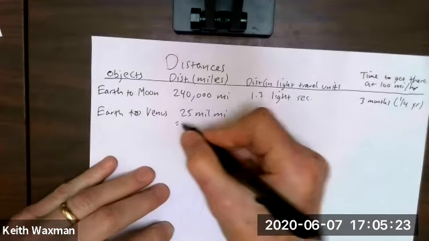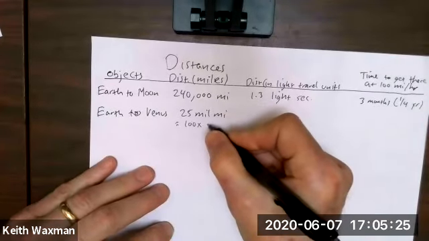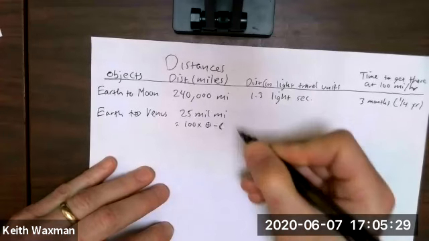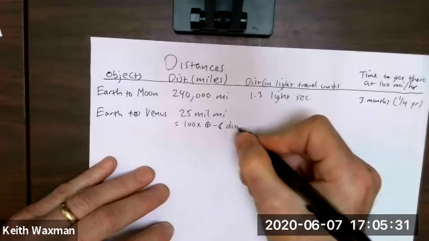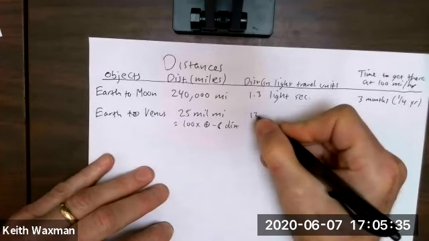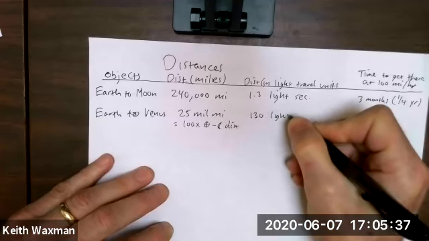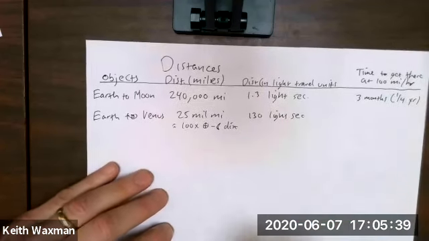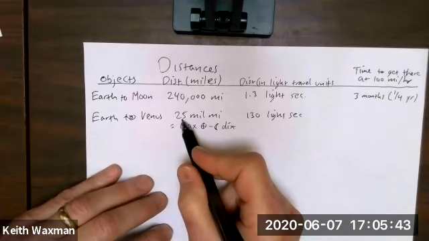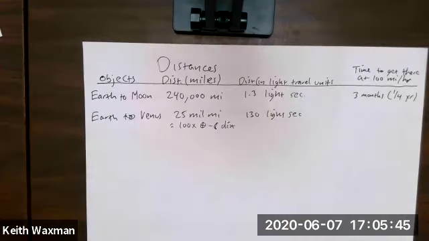You know what this is? This is approximately 100 times the Earth to moon distance, with the little crescent moon symbol. So instead of being 1.3 light seconds, it's 130 light seconds. So Venus, when it's closest, I mean, it's not always that distance. That's when it's closest. It's only 130 light seconds.